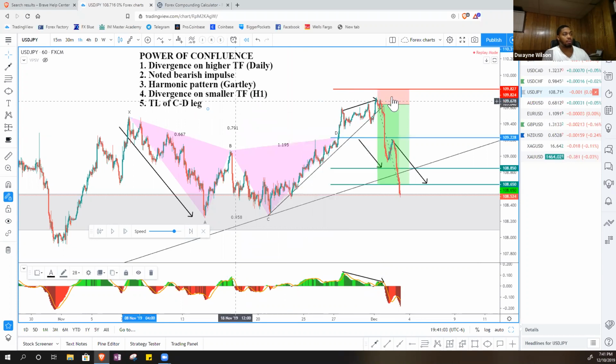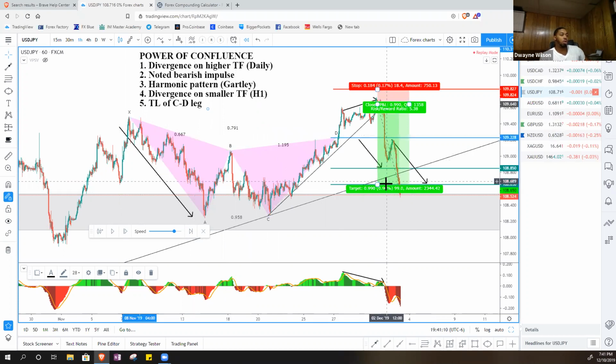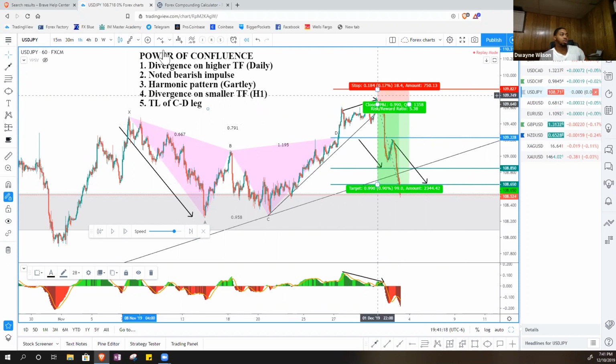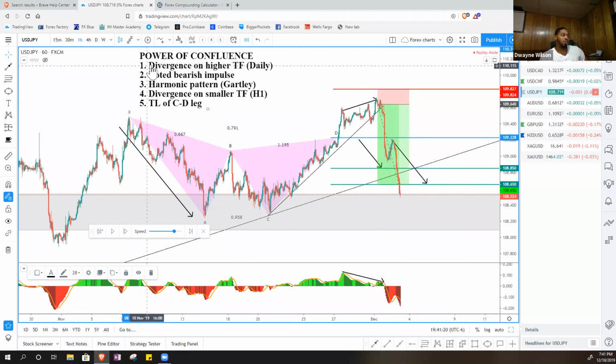We have our stop loss indicated based on the ratios of the harmonic pattern. We know our take profits based on the harmonic pattern. And now we just essentially allow the trade to take its place. So rather than just taking the trade from a higher time frame or just because you have a harmonic pattern, we can utilize the power of confluence by building our case, building our story as to why we're taking this trade.